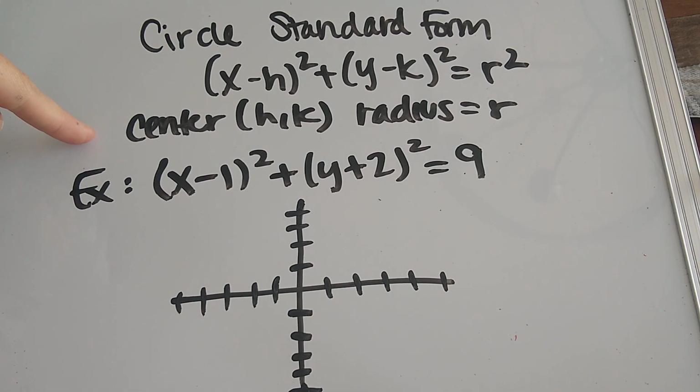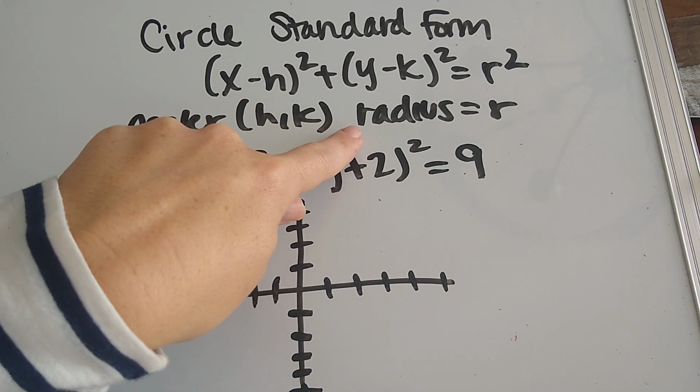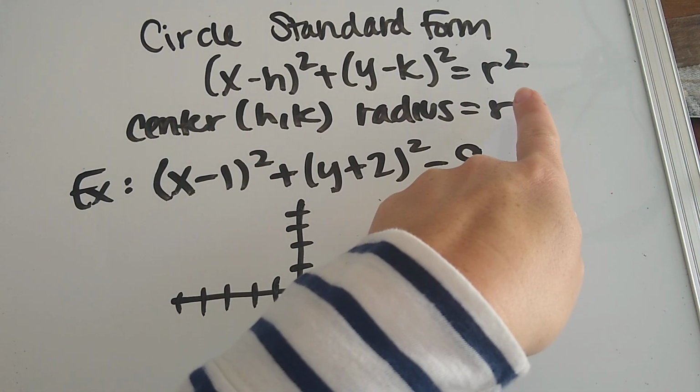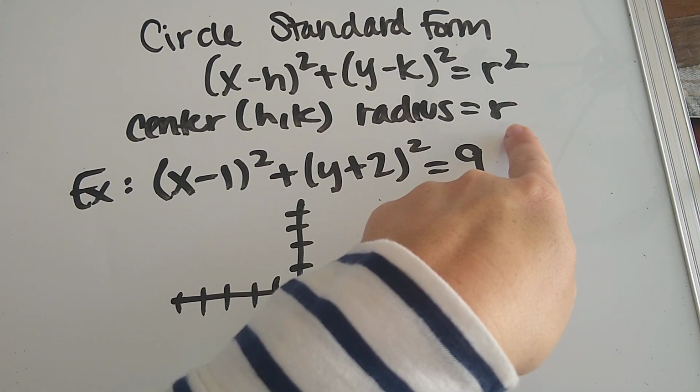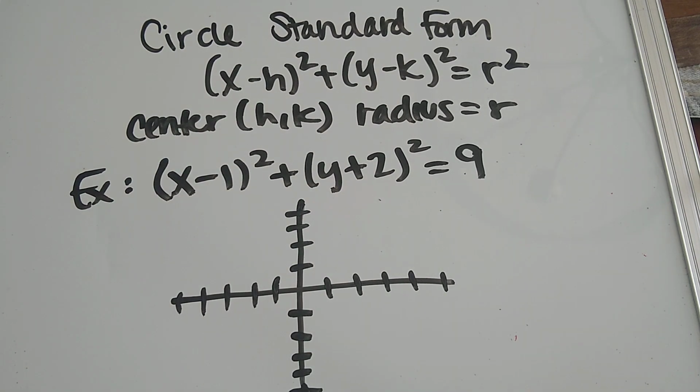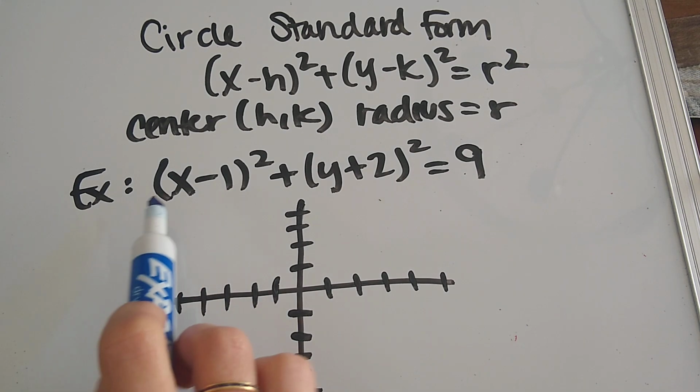The center is (h, k). So again, similar to vertex form for a parabola. Your radius is r. Notice it's r squared in the equation. You have to take the square root of it to actually get your r. Okay, so I'm going to show you how to graph these. It's really, really easy. So you want to find the center. So I have an example here.